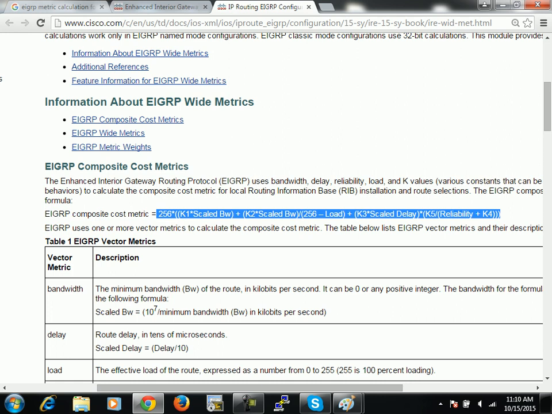Basically, we have to go with this formula. Yes, of course you have to go through this formula. Like if I say I'm having a K1 value of 1, so in case of K1 I expect 1 and then after that I'll calculate the whole scaled bandwidth or something.